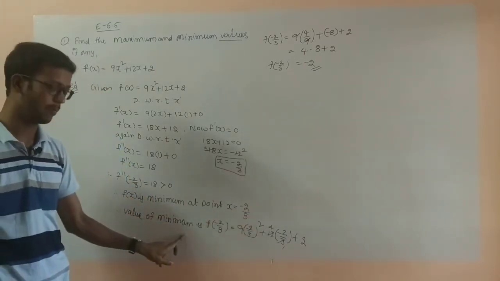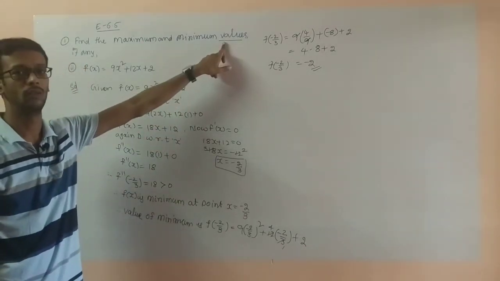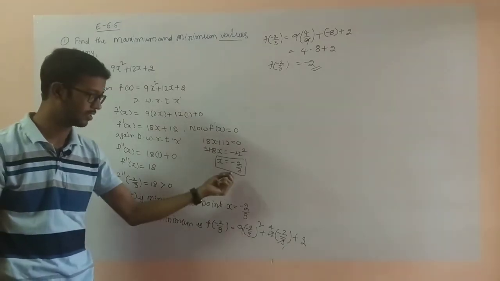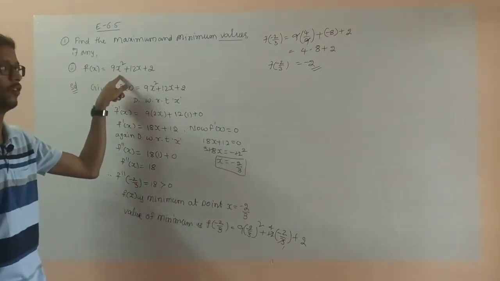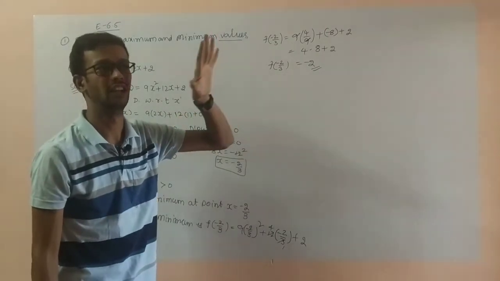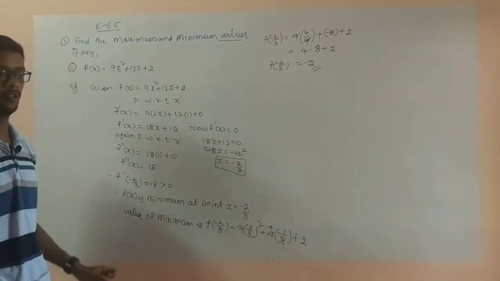The value of the minimum also we have to find. Here it is asking the value of minimum or maximum. For the value of minimum, substitute this critical point in the equation, and that is the minimum value. This is the least value of this function. So pause the video to note it down.